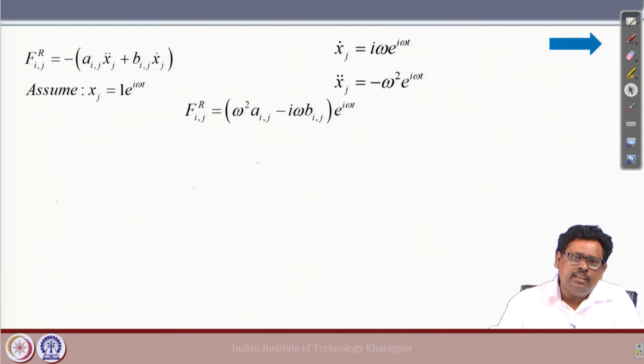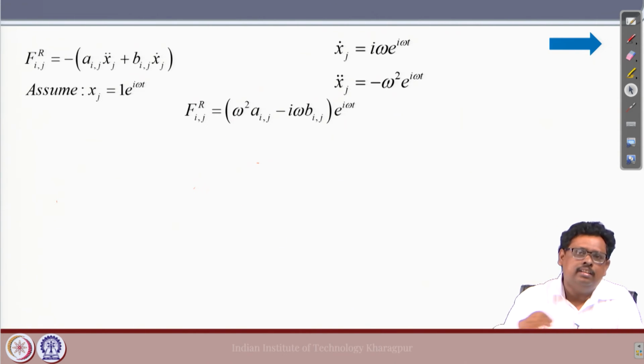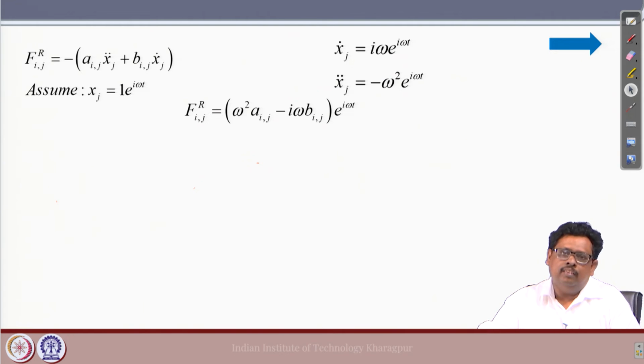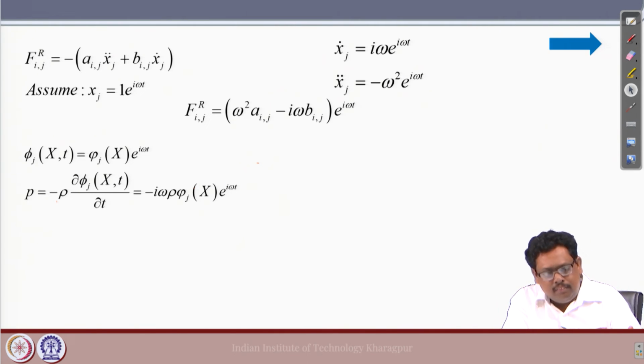Now, I substitute this into this radiation force. So, once I substitute this, I just substitute x double dot equal to minus omega square x, and I substitute x equal to i omega. Therefore, I can get my radiation force in terms of omega square a_ij minus this, right. Now, this is how actually I can get the force.